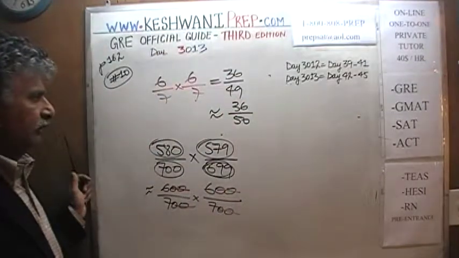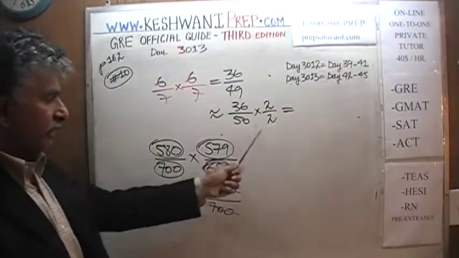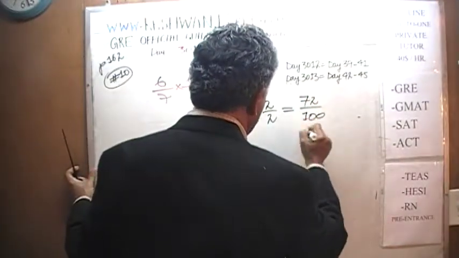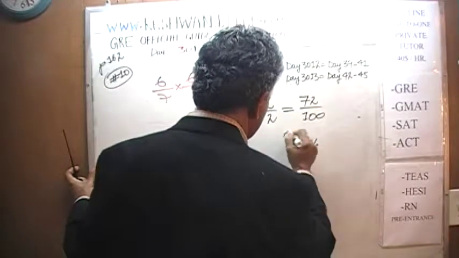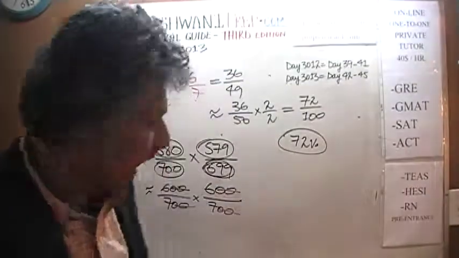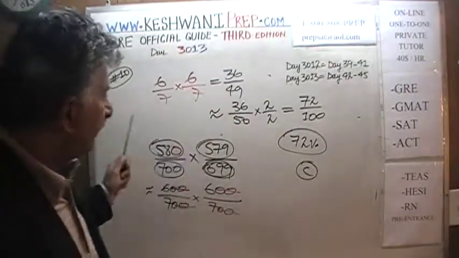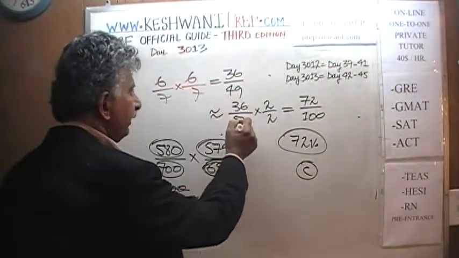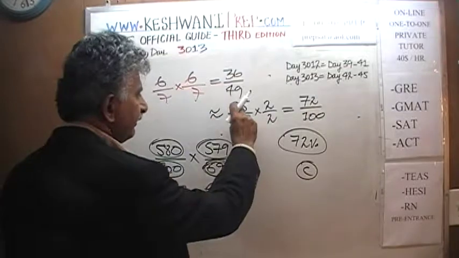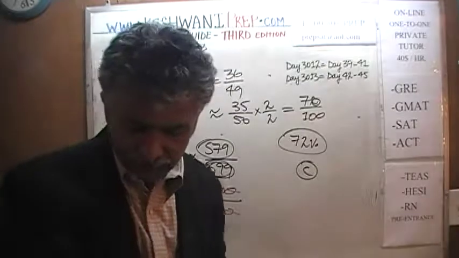36 over 50. Multiply top and bottom by 2. We multiply top and bottom by 2 because we want 100 at the bottom so that we can have the percentage. It's 72 over 100, or 72%. In the book, as you look at the answer choices, the answer is C. They have 70%, because when they were doing approximation, we approximated 49 as 50, and they approximated 36 as 35, and they have a 70 here. It's 70%, approximately.